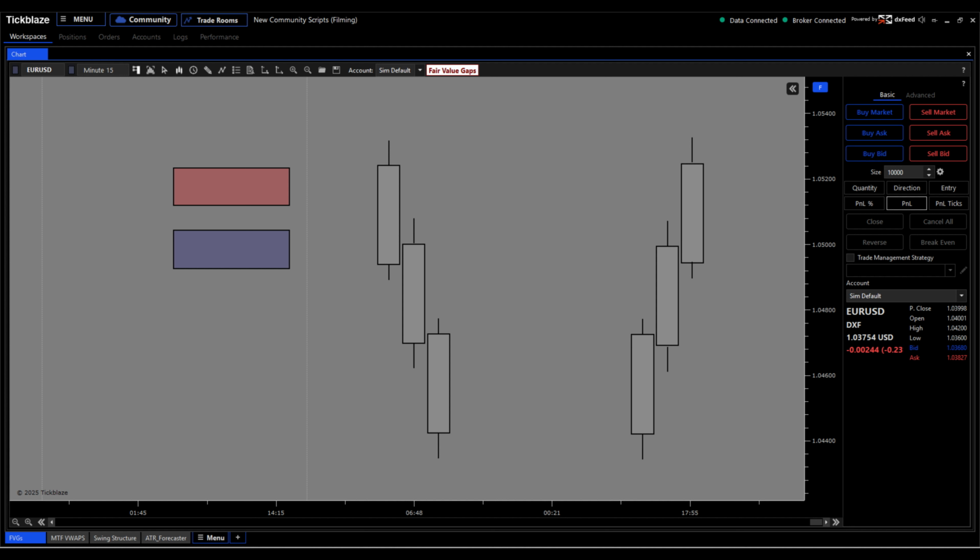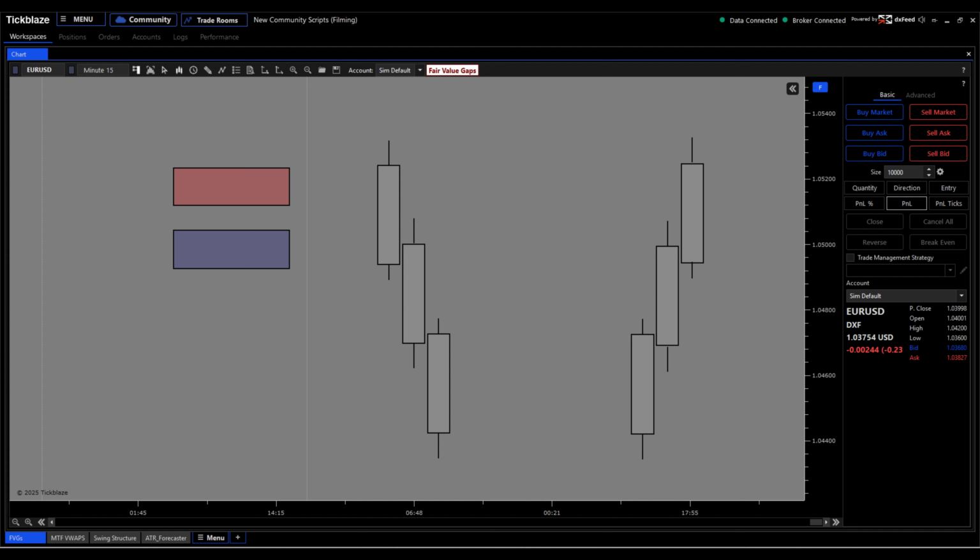Before we go into the actual indicator, I think it's really important that I explain what fair value gaps are, because they're an entry strategy. They're an entry tool for you to be able to identify where to buy or sell the market. But I think they often get confused with different levels of analysis, and before you can trade these areas, I think it's important that you understand it.